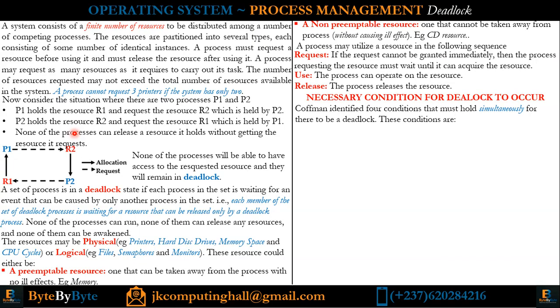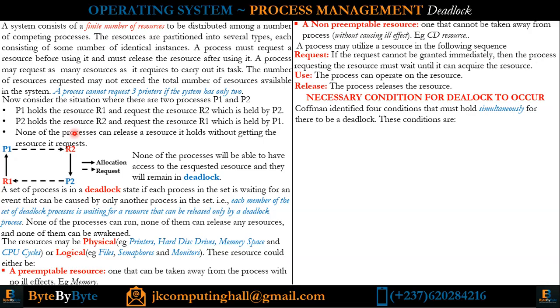Necessary conditions for deadlock to occur. Coffman is the person who identified the origin of deadlock. He identified four conditions that must hold simultaneously for there to be a deadlock. So there are four conditions that must hold simultaneously for deadlock to occur.